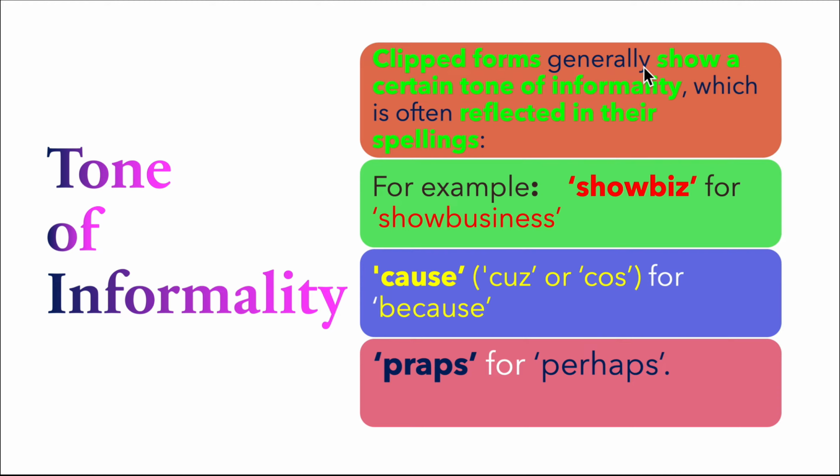Clipped forms generally show a certain tone of informality which is often reflected in their spellings. For example, showbiz for show business, because when you speak fast you just skip the "ba" sound. 'Cause or cos for because, perhaps for perhaps.